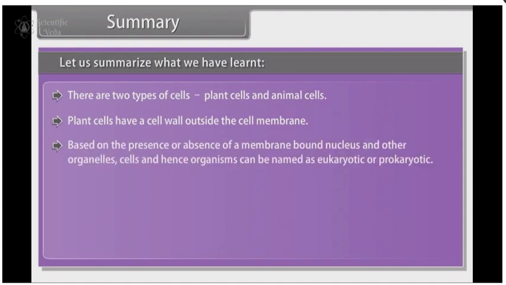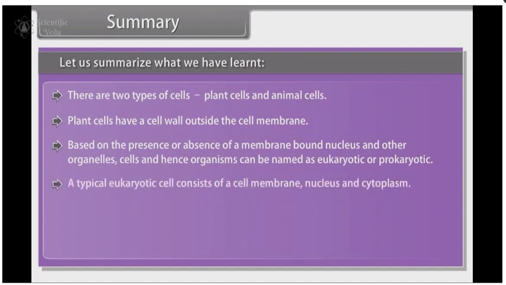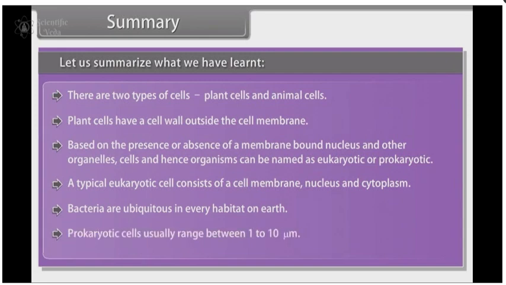Based on the presence or absence of a membrane-bound nucleus and other organelles, cells and hence organisms can be named as eukaryotic or prokaryotic. A typical eukaryotic cell consists of a cell membrane, nucleus and cytoplasm. Bacteria are ubiquitous in every habitat on Earth. Prokaryotic cells usually range between 1 to 10 micrometer.